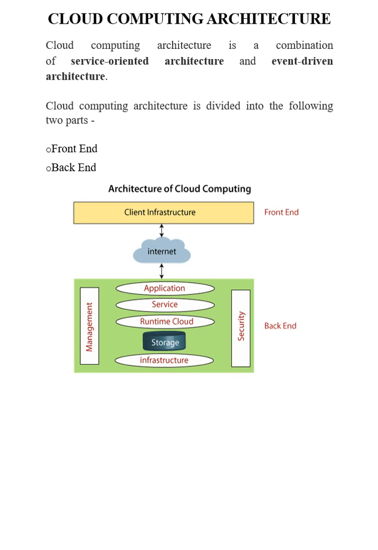Front end is the part that is visible to the client infrastructure. That is, every client can see the things that happen in front of it. Second will be the back end. In the back end, we have management, application, various services, runtime cloud, storage, infrastructure, and then security. We can connect to this back end with the help of the internet.